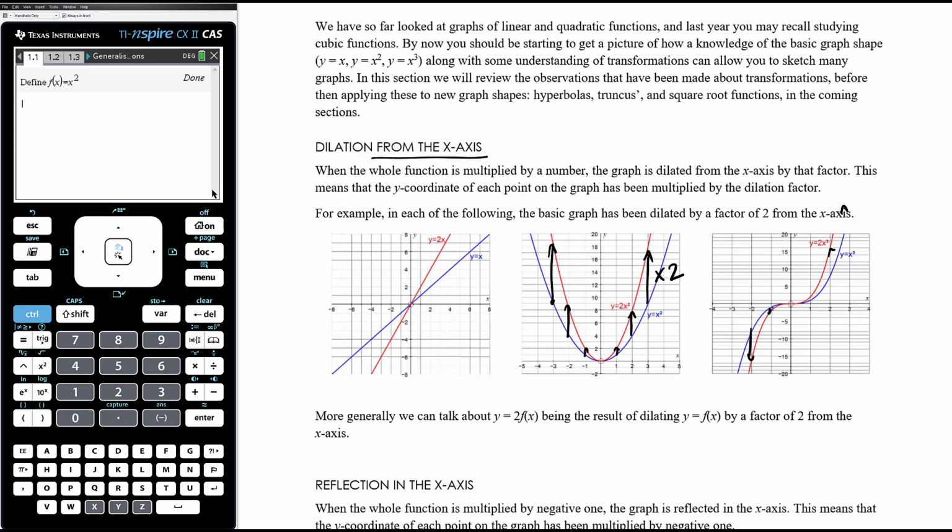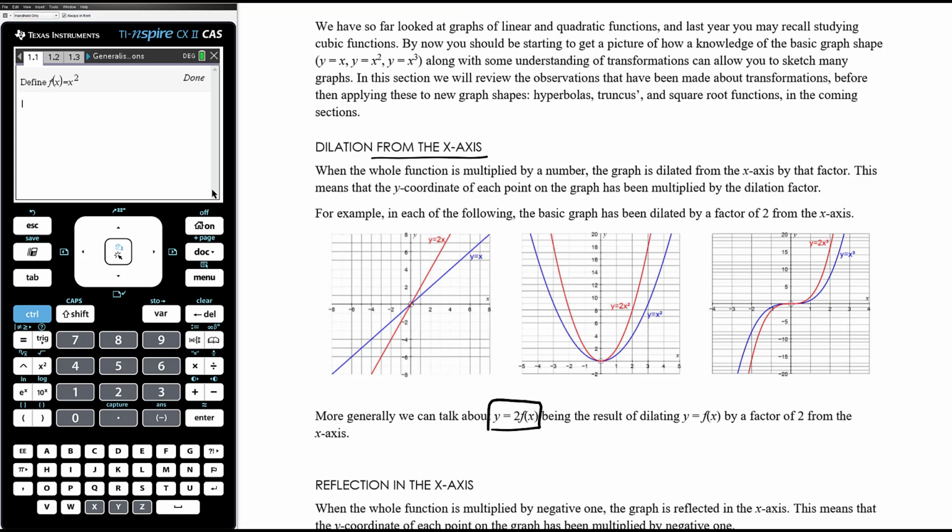Okay, the same is true of the linear graph, although as I said it's a bit more trivial because we think about this as gradient, but a dilation is going to change the gradient. If you have y equals x and you then draw y equals 2 times x, you are going to be dilating the graph away from the x-axis by a factor of 2. You are doubling all the y coordinates to create a steeper graph. So this pattern applies to all functions. Okay, so we can talk more generally about 2 times f of x.